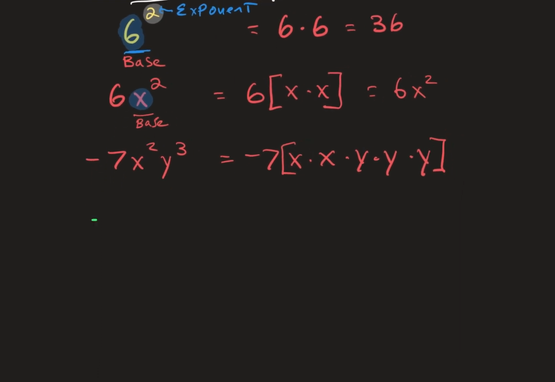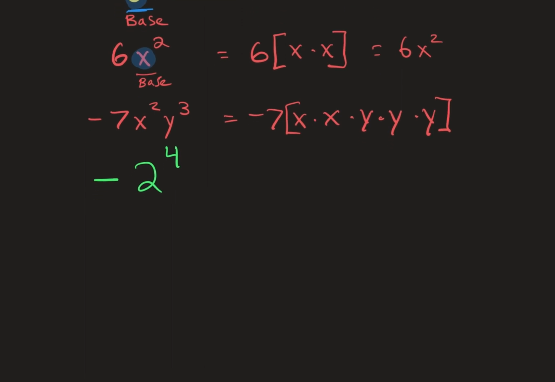So let's say that I write something like negative 2 to the 4th power. In this case, what's the base? Not the negative. The only thing that's the base here is the 2, because that's what's being risen to a power. So if I wrote this out, it would be the negative of 2 times 2 times 2 times 2, which would be negative 16.